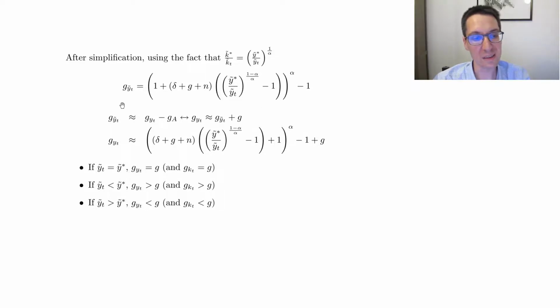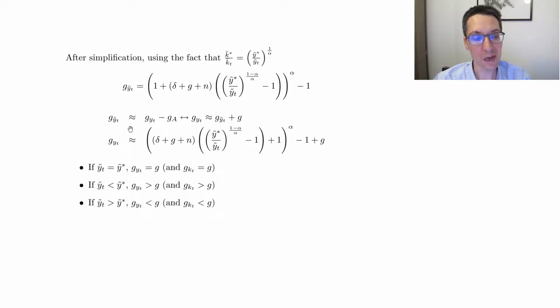We're not interested in the growth rate of output per effective worker because, again, we don't really know how to measure technology. But what we can do is use what we know about growth rates to get this growth. So we know that the growth rate of output per effective worker is approximately equal to the growth rate of output per worker, or in real life it would be GDP per capita, minus the growth rate of technology.